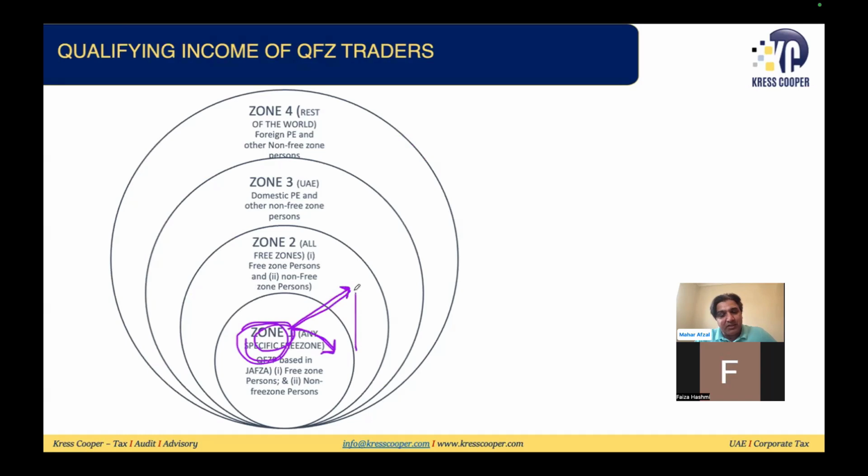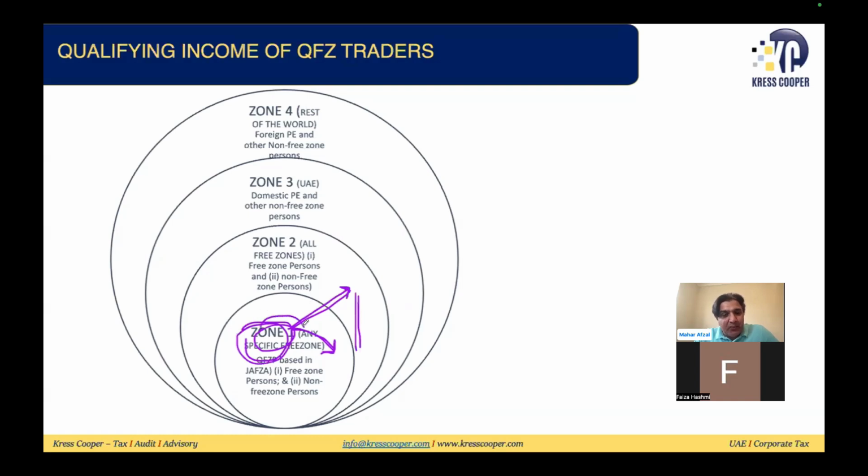In both of the cases, income generated by this qualifying free zone trader will be considered qualifying income, provided this is not from the excluded activities, and that the goods are being sold to the person who is the beneficial recipient of the goods as well. So this is the first thing.